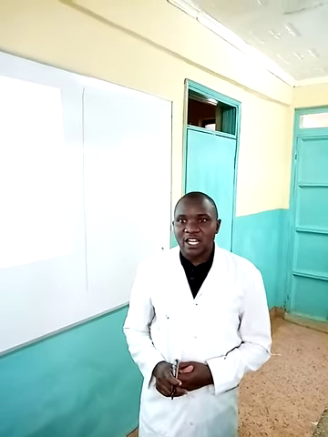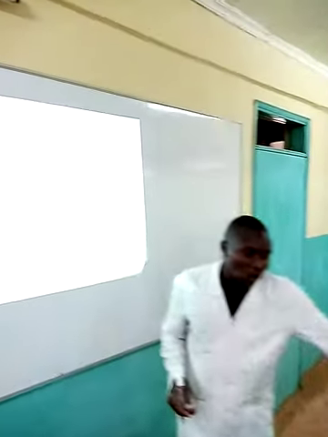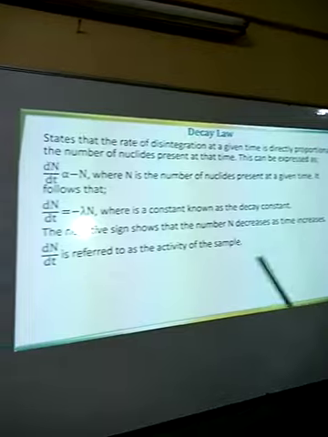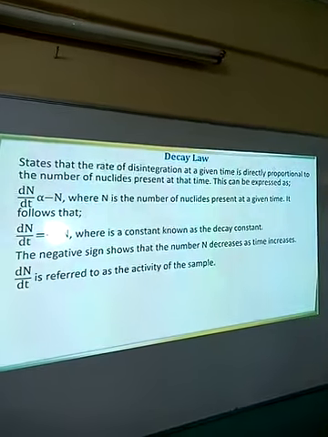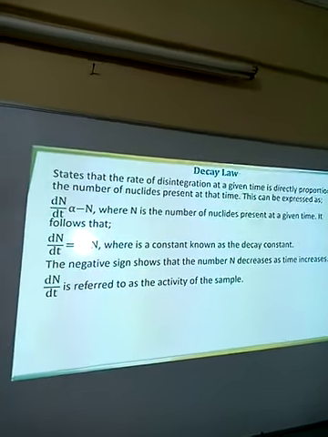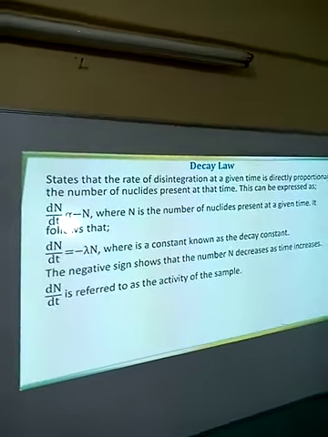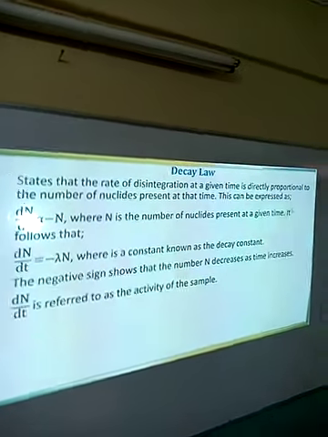We have already looked at radiation detectors, so we want to move a step further and look at something called decay law. And decay law, just like any other law, we are required to state it. Decay law states that the rate of disintegration at a given time is directly proportional to the number of nuclides present at that time.